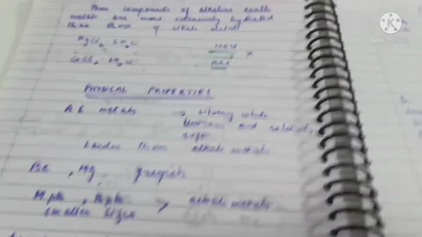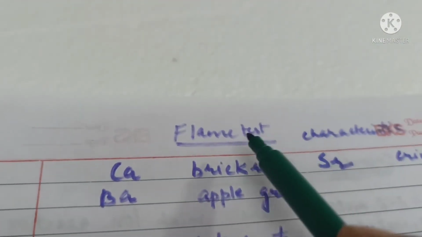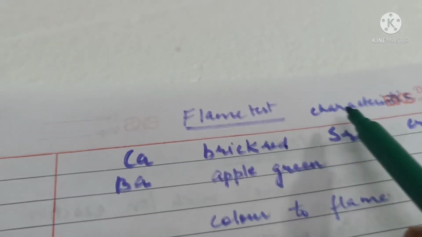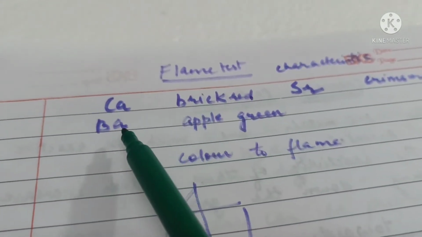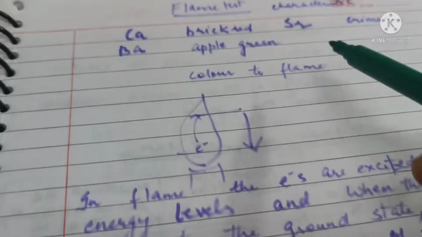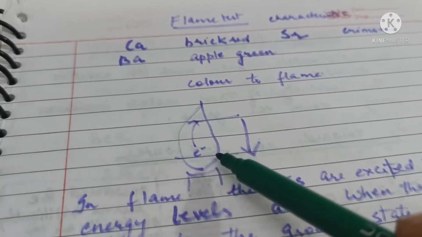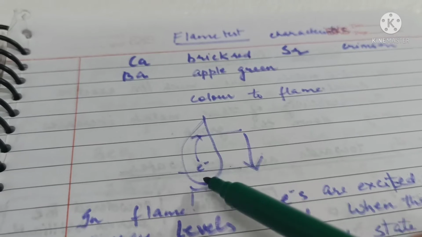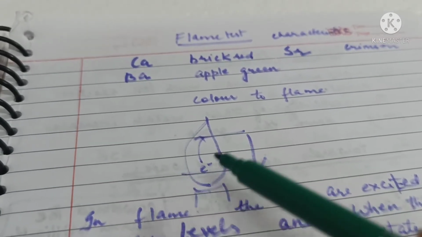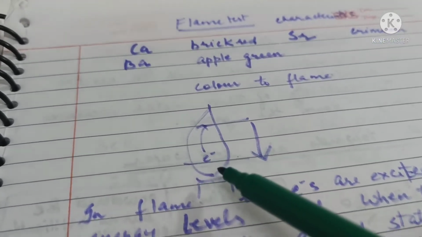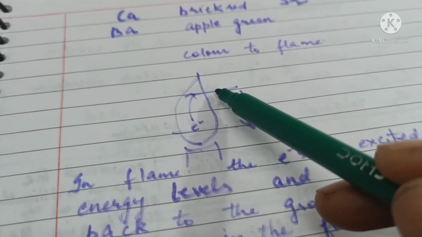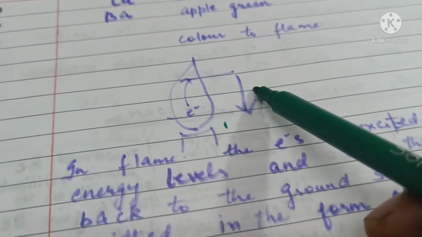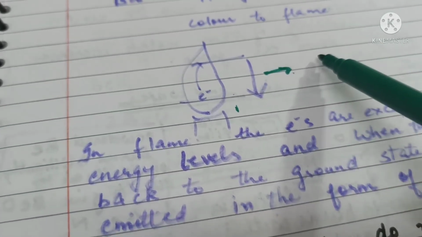These alkaline earth metals show a characteristic flame test. In the flame test, they show characteristic color. For example, brick red for calcium, crimson for strontium, and apple green for barium. They will impart this color to the flame. Why do they impart color? Because when these alkaline earth metals are placed in the flame, the energy of the flame is sufficient to excite the electrons to higher energy levels. And when these excited electrons fall back to the ground state, they release energy in the form of visible light.